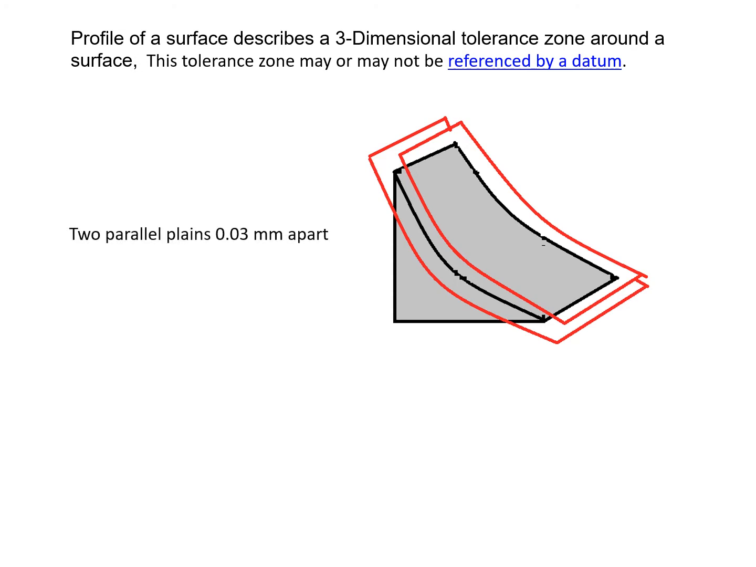Here I have considered two parallel planes O3 mm apart. The profile tolerance is mentioned as O3, so I have considered the distance as O3. If it is O4, we have to consider a three-dimensional tolerance zone of O4 mm apart, and all the elements in the particular surface should be within this tolerance zone.